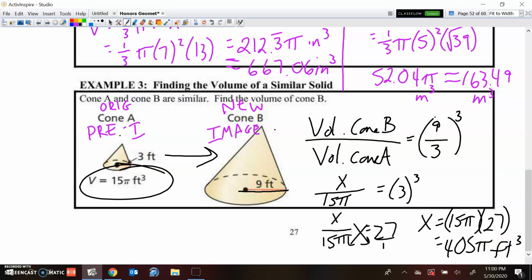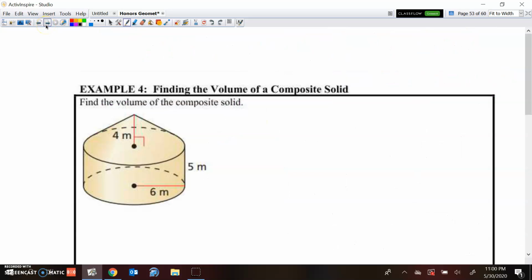Okay. All right, so there we have it. I can leave it like that because that's how they left it, but if you want, you can multiply it by pi and you get 1,272.35 feet cubed. All right, we have one more page, and this is taking a look at composites. Okay, so I'm going to find the volume of the cone. I'm going to add it to the volume of the cylinder.